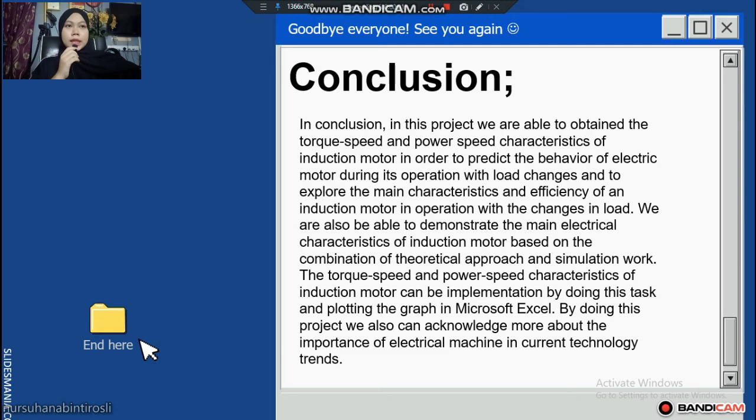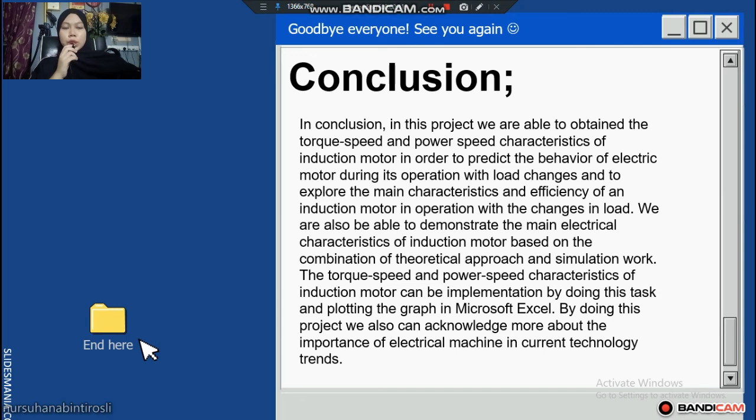Okay, in conclusion, in this project, we are able to obtain the torque speed and power speed characteristics of an induction motor in order to predict the behavior of the electric motor during its operation with load change, and to explore the main characteristics and efficiency of an induction motor in operation with the change in load. We are also able to demonstrate the main electrical characteristics of an induction motor based on the combination of theoretical approach and simulation. The torque speed and power speed characteristics of an induction motor can be implemented by doing this task and plotting the graph in Microsoft Excel.